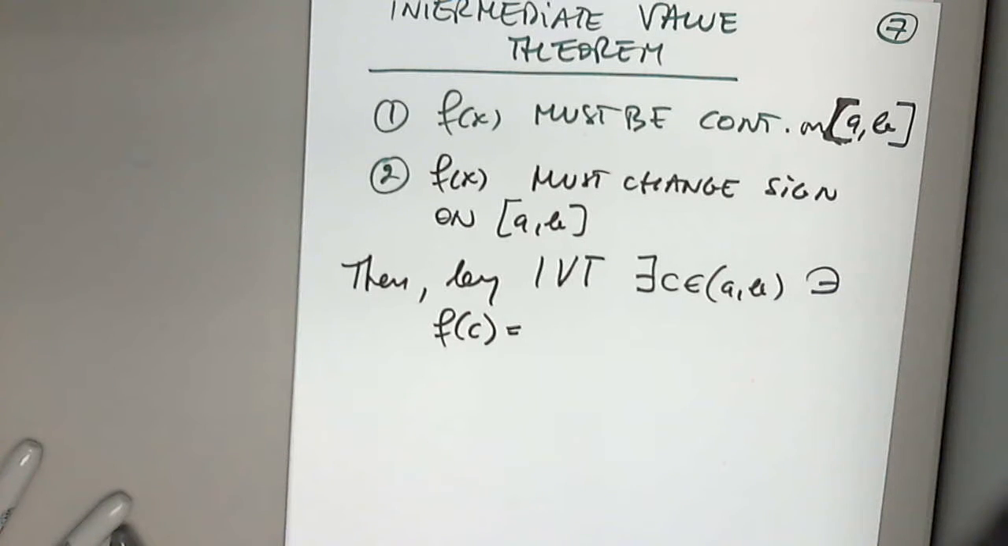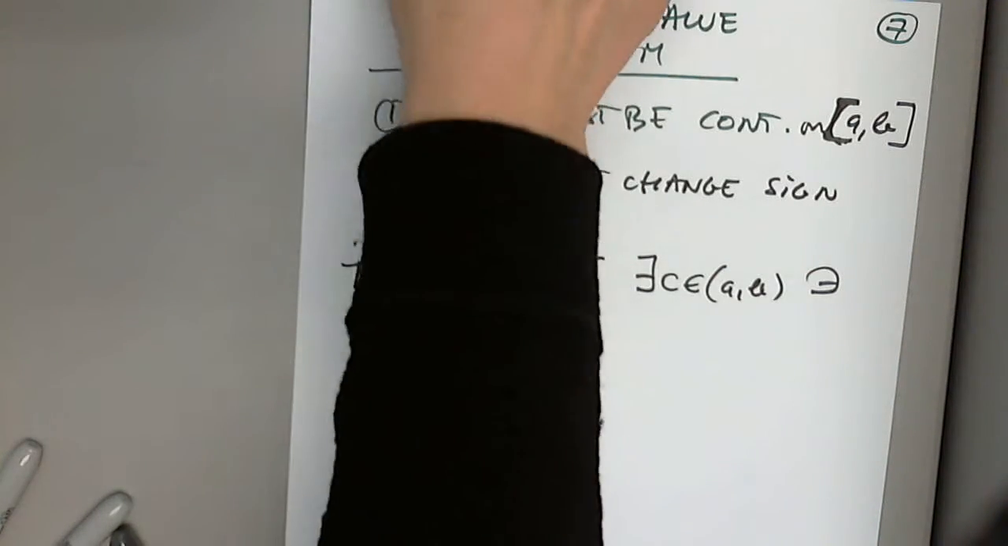What has to happen if the function is continuous? What has to happen? It must cross the x-axis. It cannot jump over the x-axis. Excellent. This is the intermediate value theorem.